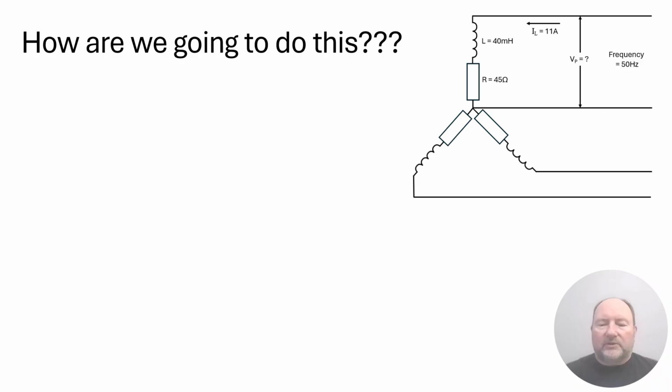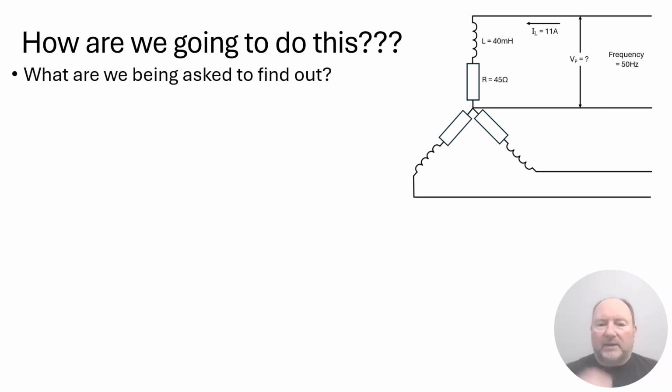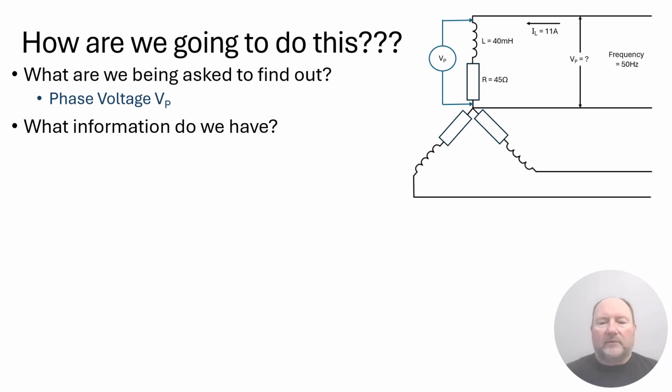So how are we going to do it? What's the methodology? What are we being asked to find out? We're being asked to find out what the phase voltage is, which is the voltage VP, the voltage that appears across those two elements. What information do we have? Well, we have the current, we have the inductance, and we have the resistance, which is fine.